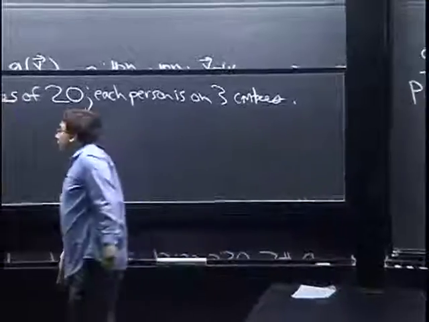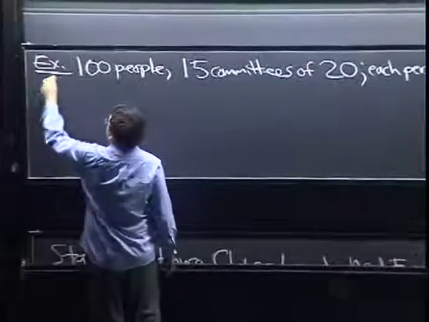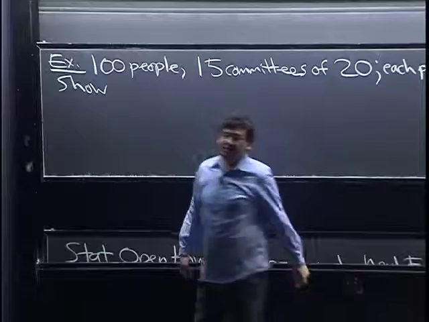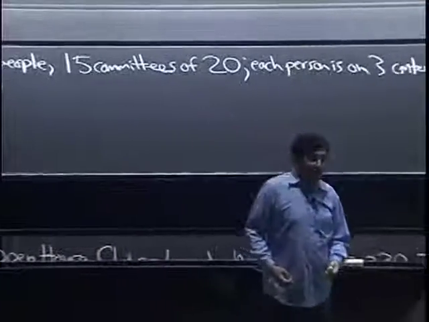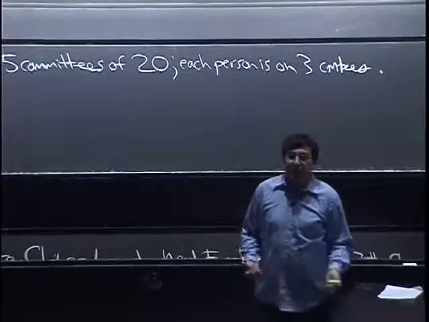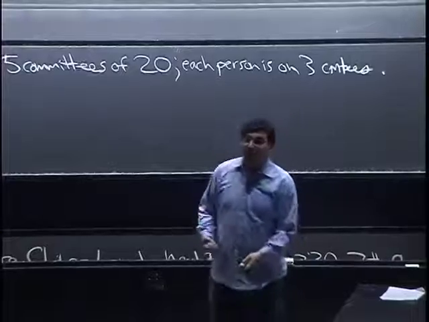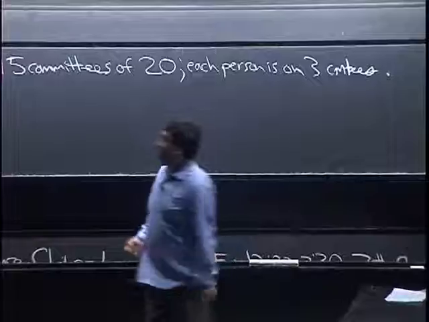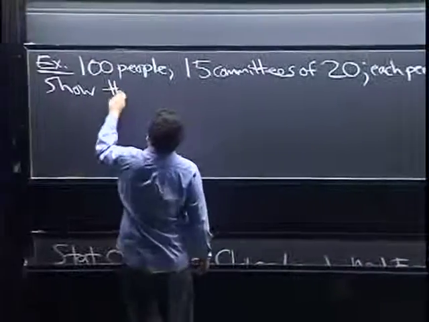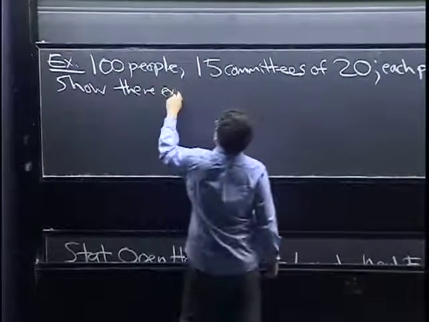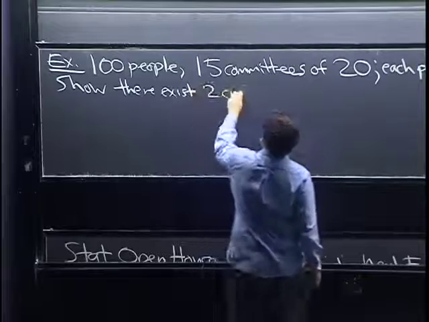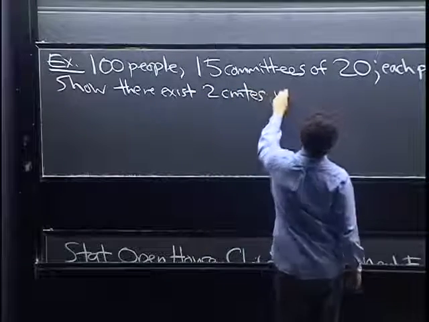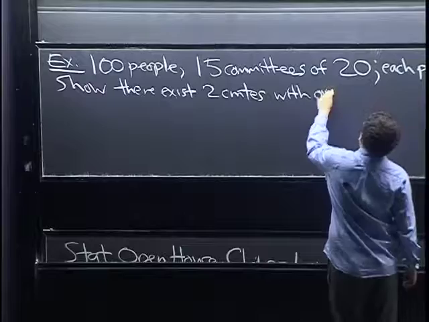The problem is to show that there exist 2 committees whose overlap is at least 3. So I can find 2 committees where a group of 3 people is on both committees. So show there exist 2 committees with overlap greater than or equal to 3.